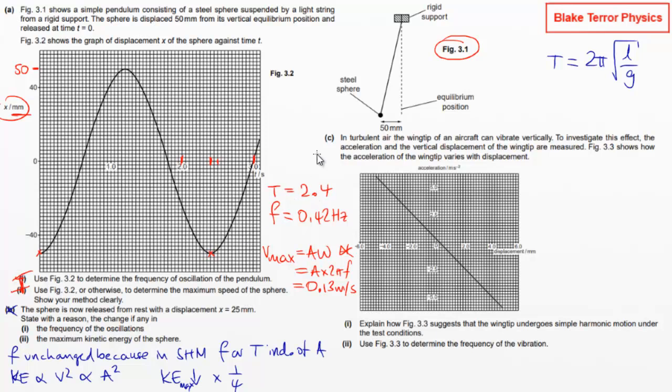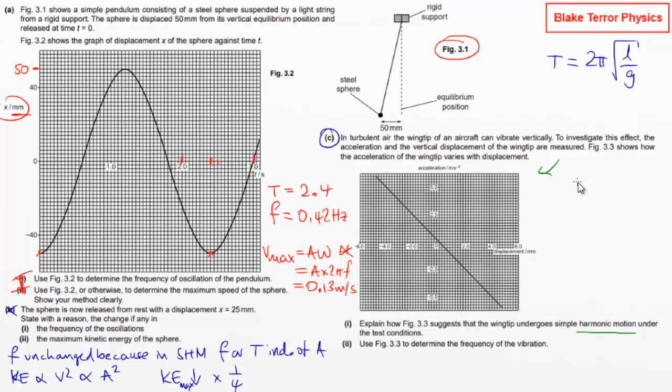Right, in turbulent air for part C, the wingtip of an aircraft can vibrate vertically. Right, so we're on something completely different now. We've had enough of pendulums. To investigate this effect, the acceleration and the vertical displacement of the wingtip are measured, and they're shown in this graph here. Explain how figure 3.3 suggests that the wingtip undergoes simple harmonic motion under test conditions.